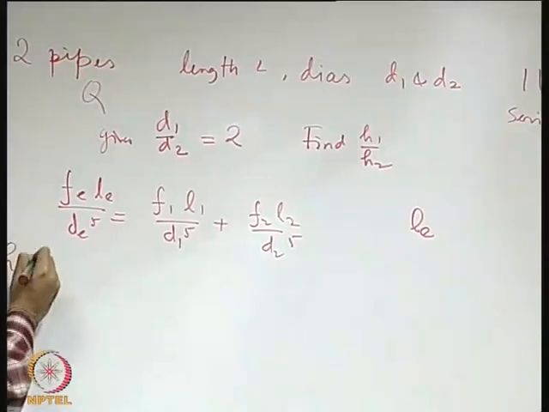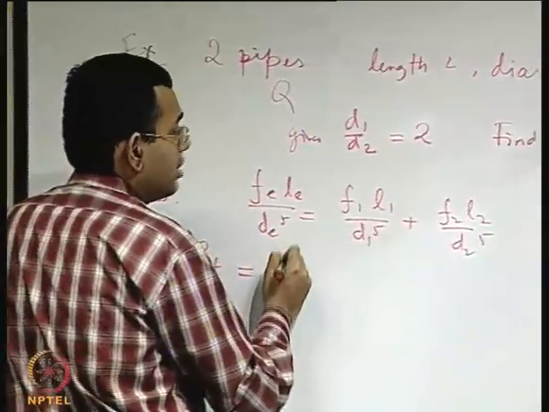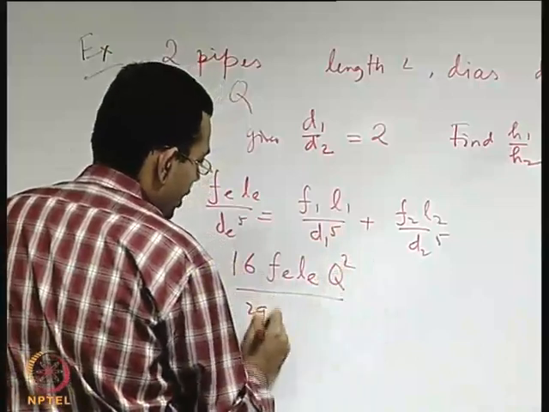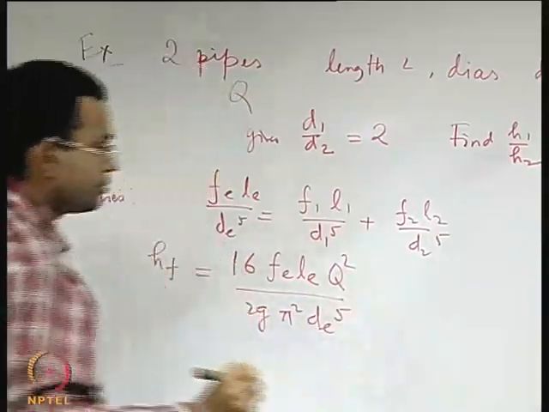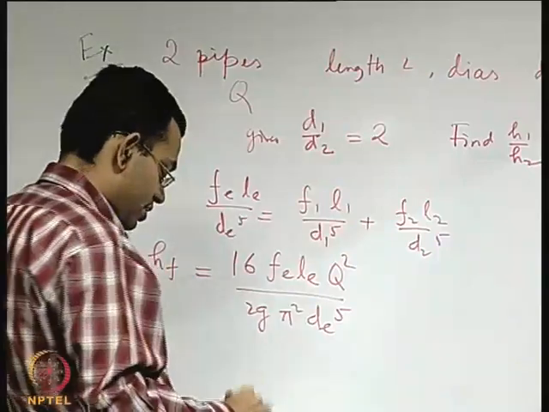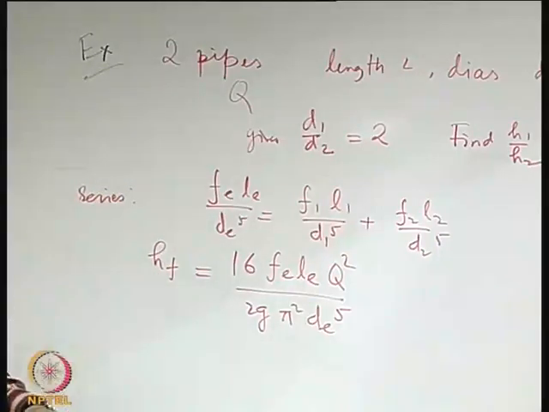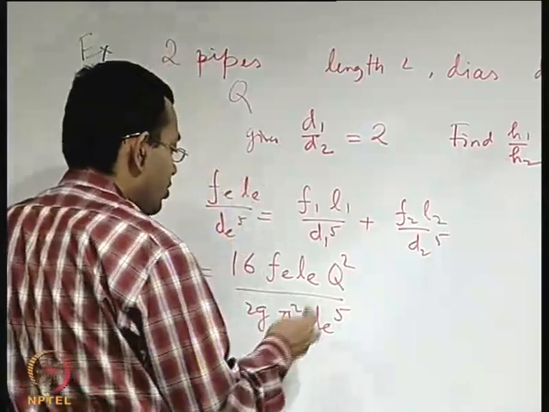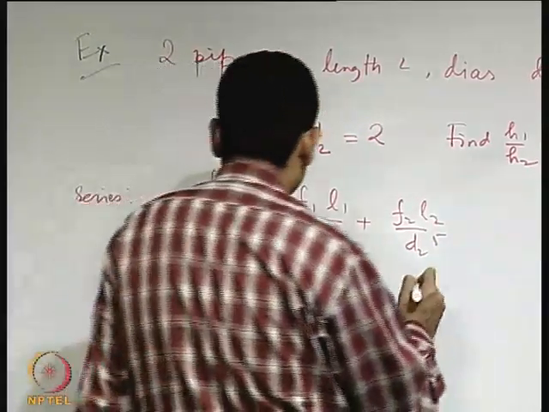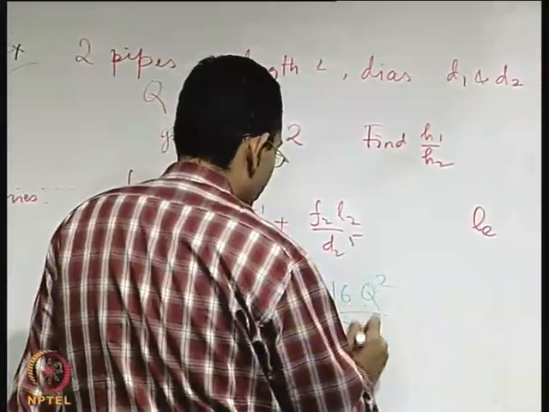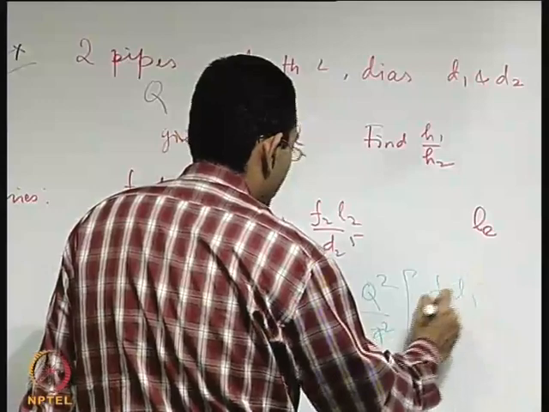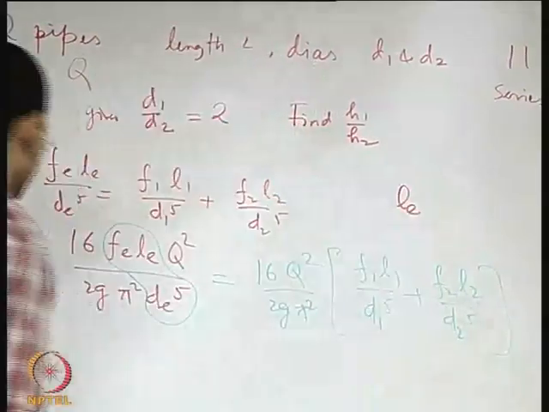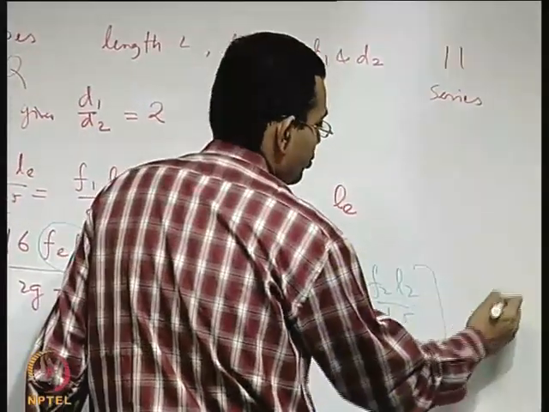So, if you consider the head loss, what is that? It is 16 Fe Le Q square by 2 g pi square d to the power 5. So you can clearly see that you get an expression where you have Fe Le by d to the power 5. Let us say that you write in place of that 16 Q square by 2 g pi square, then F1 L1 by d1 to the power 5 plus F2 L2 by d2 to the power 5. This is given as H2, this is series.